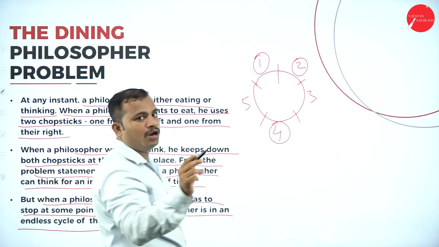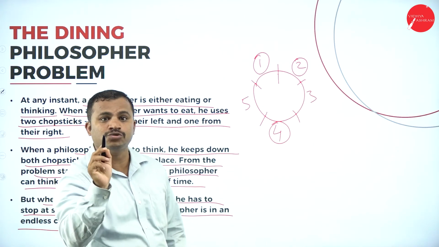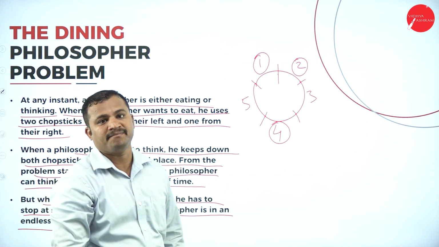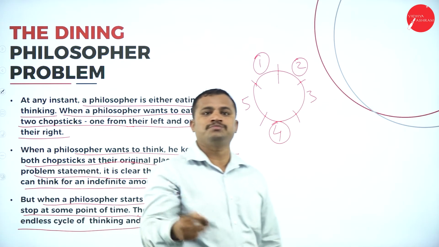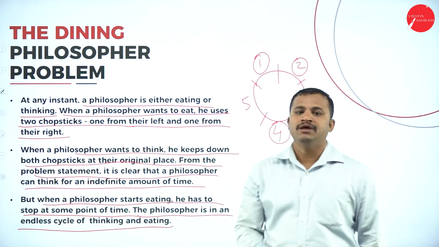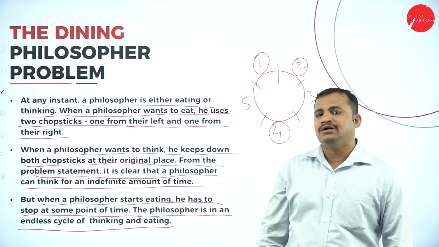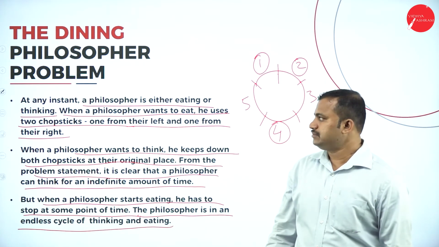At most, I can allow only 2 philosophers to eat at the same time. During the time of thinking, they release the resource, that is the chopstick, and place it onto the table. That is the only solution to the dining philosophers problem.